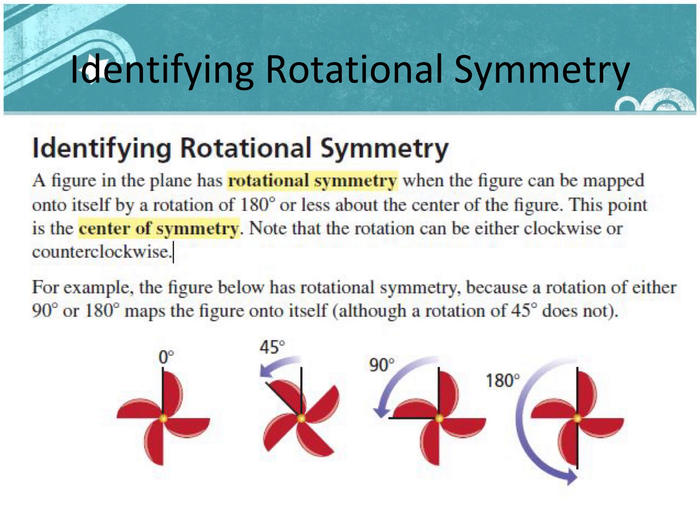Note that the rotation can be either clockwise or counterclockwise. So for example, the figure below has rotational symmetry because a rotation of either 90 or 180 maps the figure onto itself, although a rotation of 45 degrees does not. Keep in mind this flower has a 4-petal thing going on. We got 2 on the top and then 2 on the sides. When they rotate it 45, we don't have that same shape. But when they rotate it 90 degrees, we do have that same shape, as well as 180.